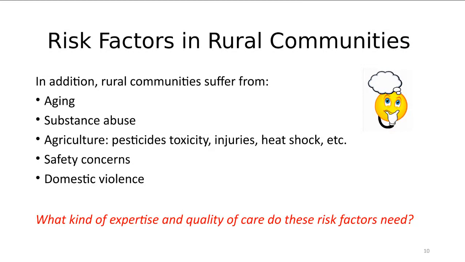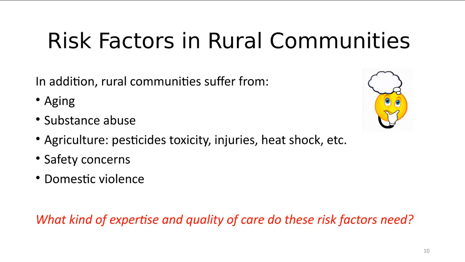So there are other risk factors. What we mentioned so far are barriers: access to care, transportation, stigma, and healthcare coverage. But there are also risk factors that put people at a higher risk in rural areas than in urban areas. And I mentioned, of course, not all of them, but these are some of the main ones.